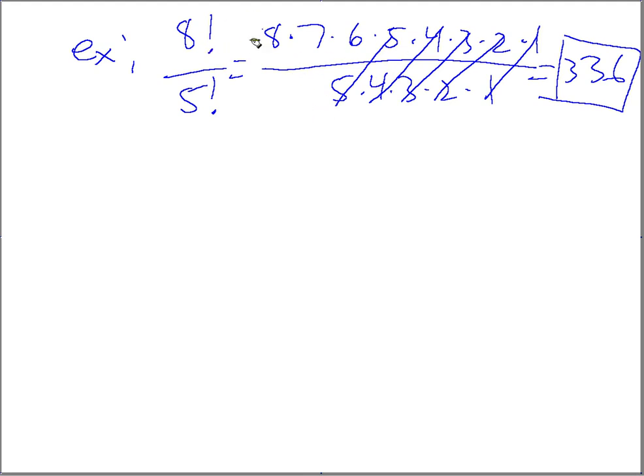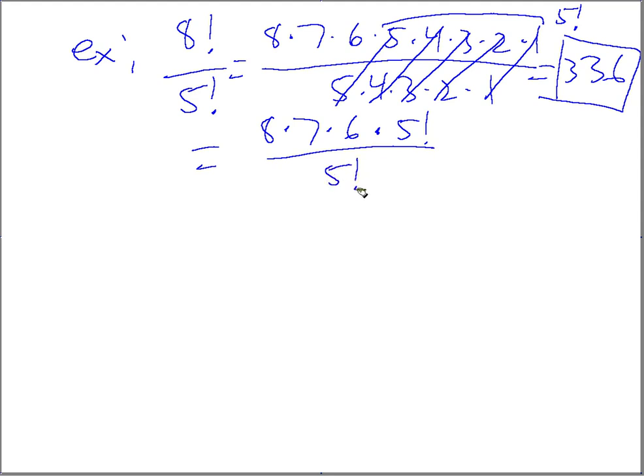But the shortcut I want to show you is this. Look at 8 factorial again: 8 times 7 times 6, and then 5, 4, 3, 2, 1. This 5, 4, 3, 2, 1, I could have written as 5 factorial. In other words, I could have done this calculation as 8 times 7 times 6 times 5 factorial, divided by 5 factorial. That can cancel the two 5 factorials, and I still get 8 times 7 times 6, which is the same result, 336. So we can do that as a shortcut if we're doing it partially by hand, partially by calculator.